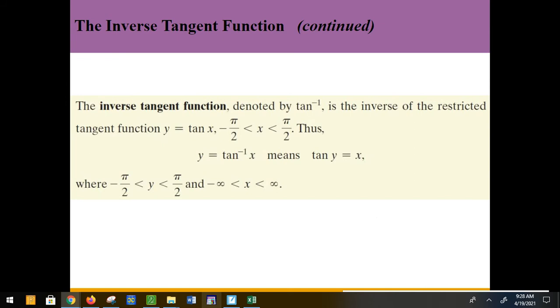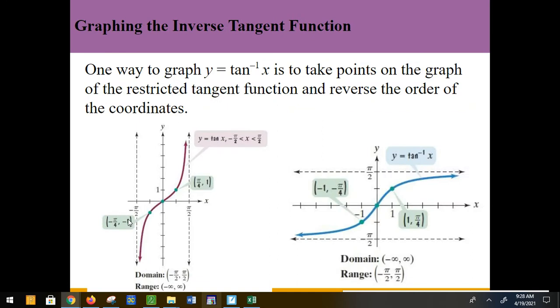So the inverse tangent function is denoted by tangent inverse. And again, we're looking at the restricted domain from -pi/2 to pi/2. Same thing as before. We take those ordered pairs. -pi/4, -1 becomes -1, -pi/4. 0, 0 is 0, 0. And then pi/4, 1 is now 1, pi/4. And again, domain and range flip-flop because x and y flip-flopped.